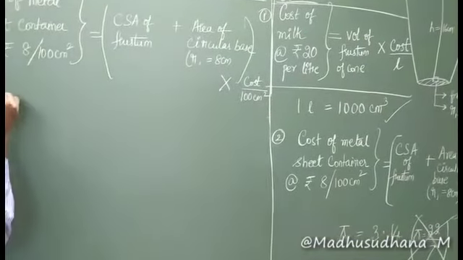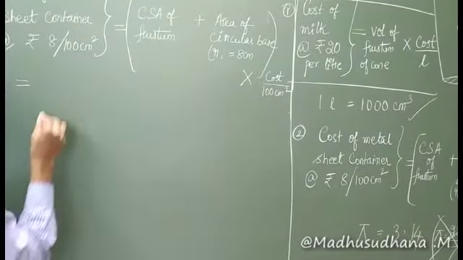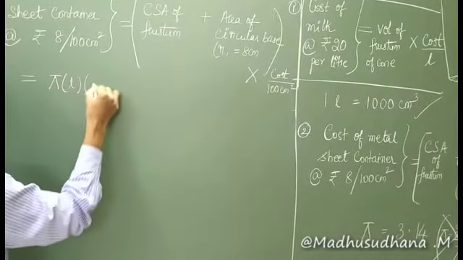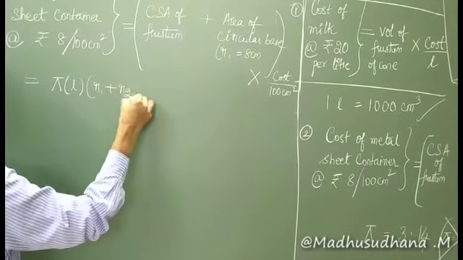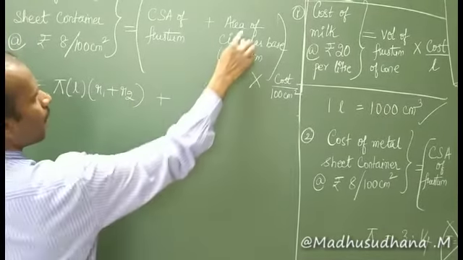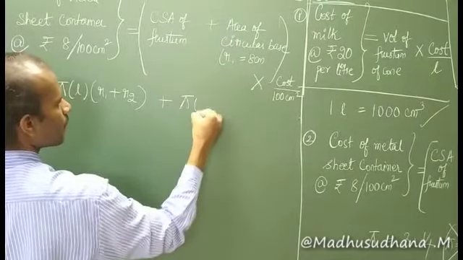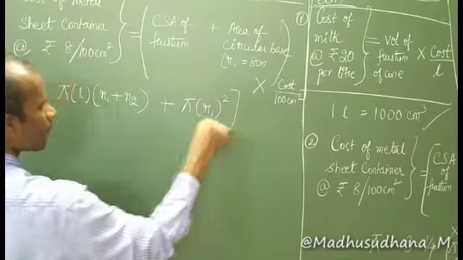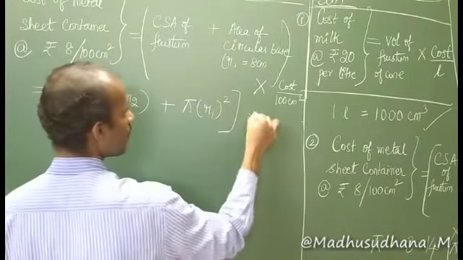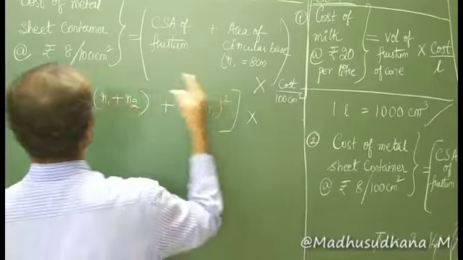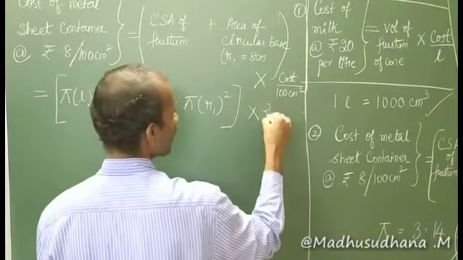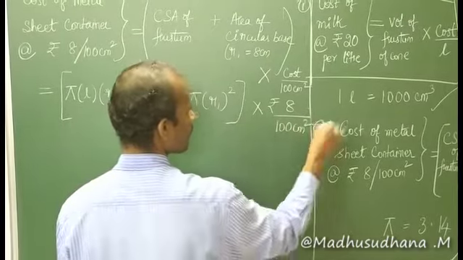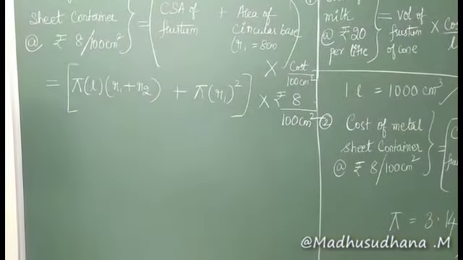So what is the CSA of the frustum? CSA of the frustum is pi RL, right? So pi into L into R1 plus R2, plus pi R square. Area of circle is pi R square. What is R1 here? R1 square. So this is totally multiplied with the cost per 100 centimeters. So this is rupees 8 here. So let me write rupees 8 per 100 centimeters. I have not made any mistake here up to this point.